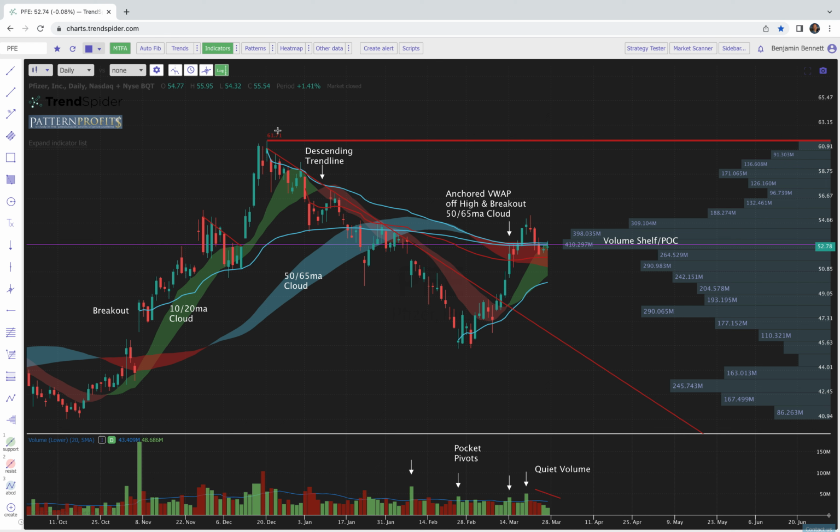Just be aware, 61.71, the prior high on the left as this comes up the right. Again, looking for symmetry and a run back towards those prior highs, 61.71. Again, that's Pfizer, PFE.